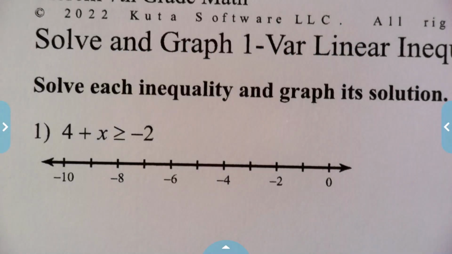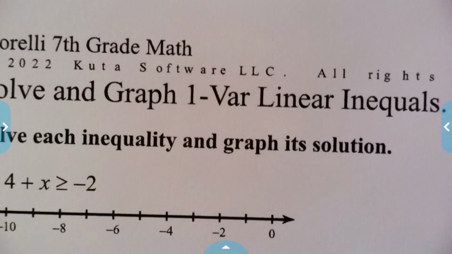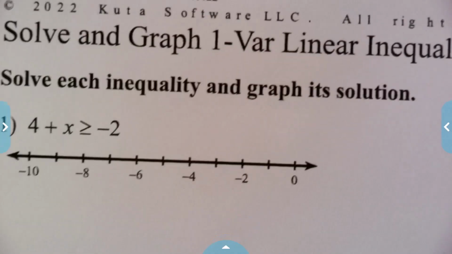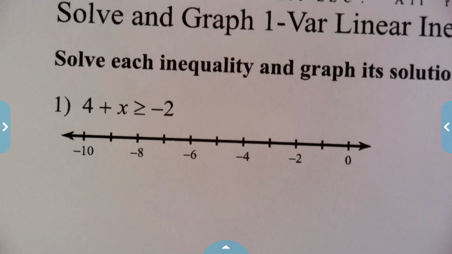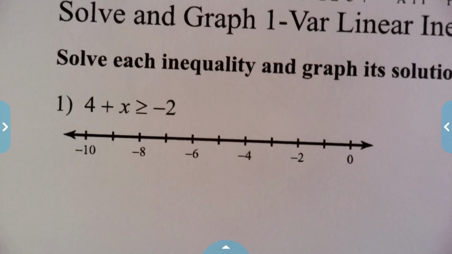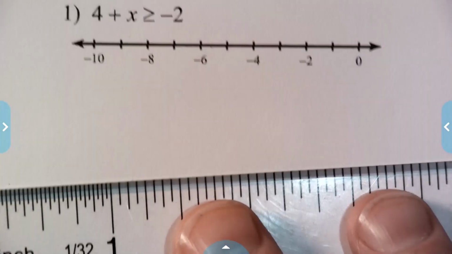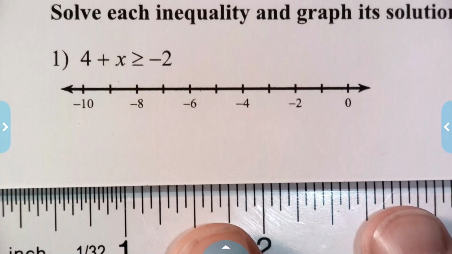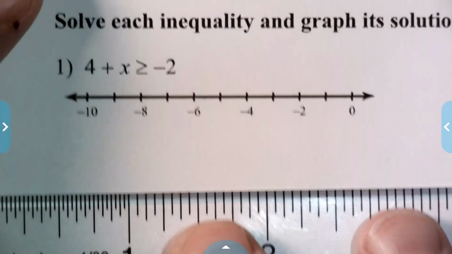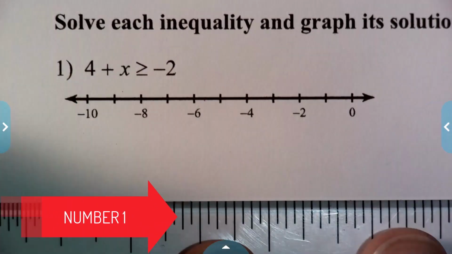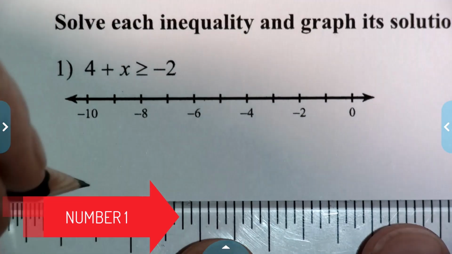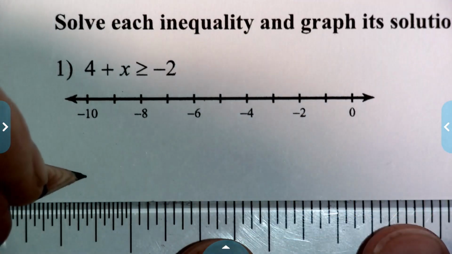These are on solving and graphing one variable linear inequalities. Solve each inequality and graph its solution. Okay, so the first thing we have to do is solve the inequality. And we have to rewrite it in order to do that because the graph they provide is right beneath the inequality. So first step is to just rewrite it.